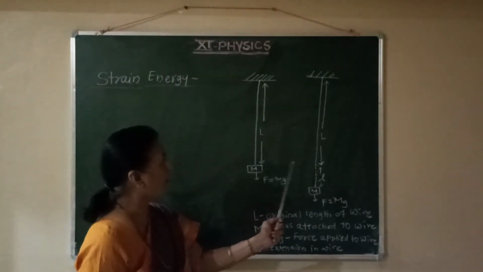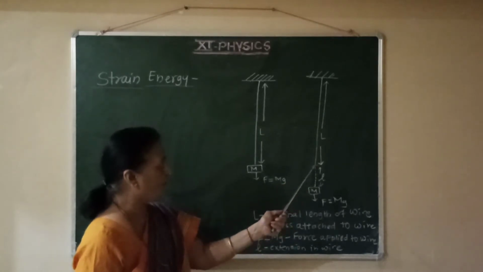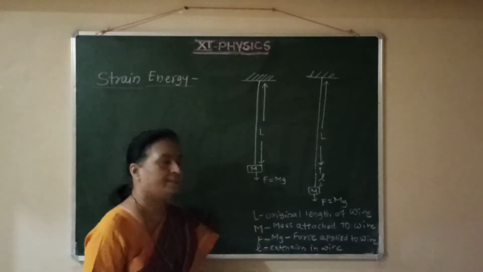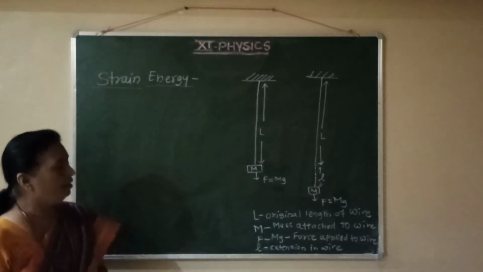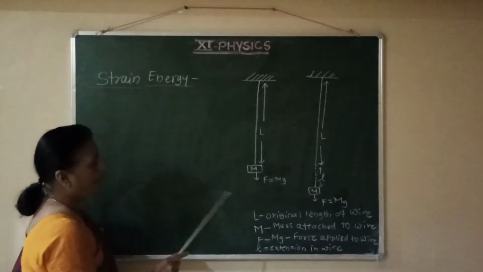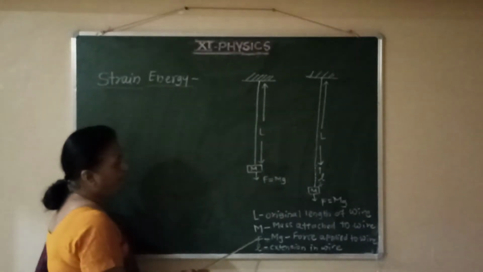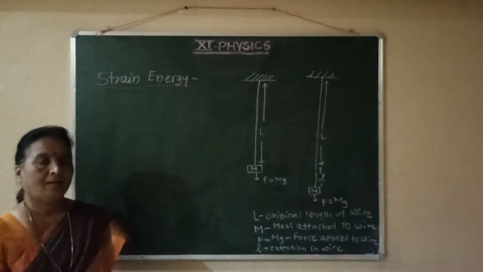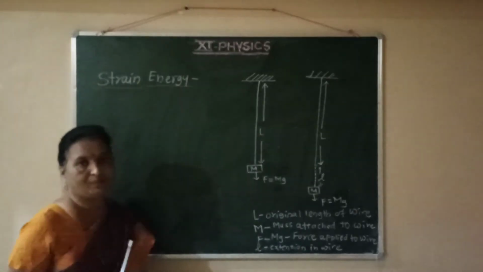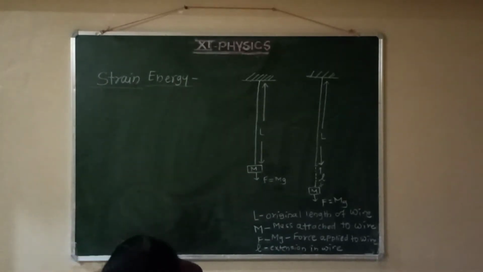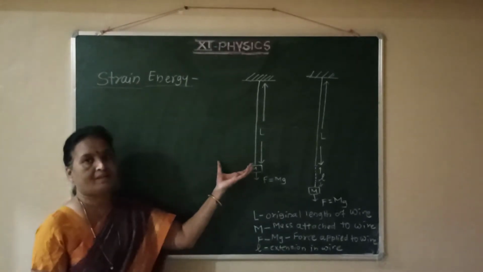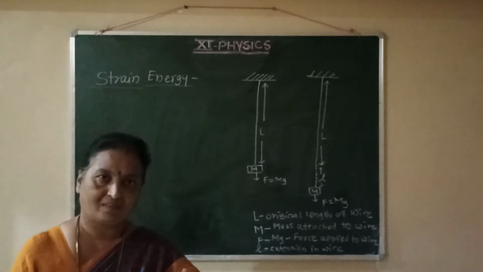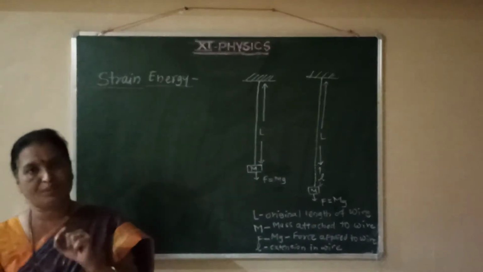Up to this there is the original length L. From this the wire gets elongated, so this small l gives us the increase in length of the wire. So from this figure, L is the original length of the wire, M is the mass attached to the wire, F is the force applied to the wire, and l is the extension produced in the wire. Now since there is an increase in length of the material, which type of stress and strain will get associated with this example? We know they are tensile stress and tensile strain, or longitudinal stress and longitudinal strain.